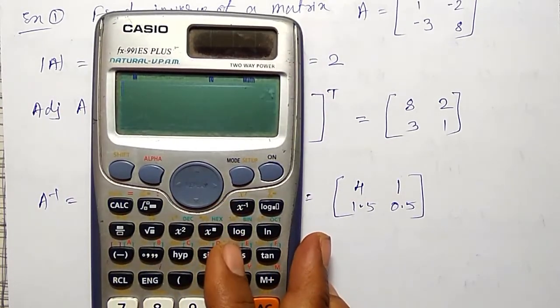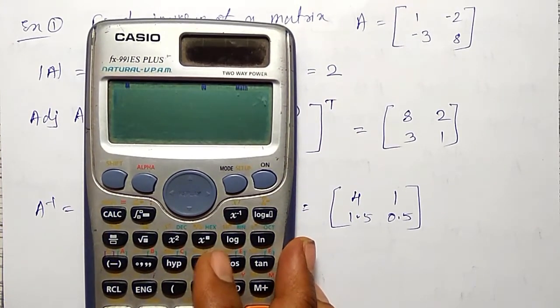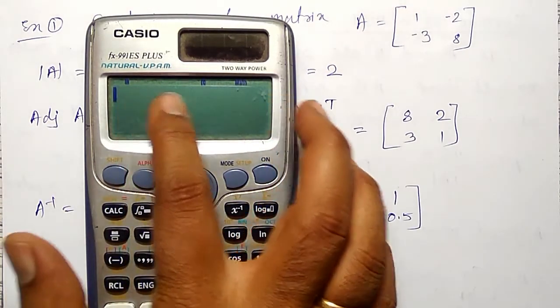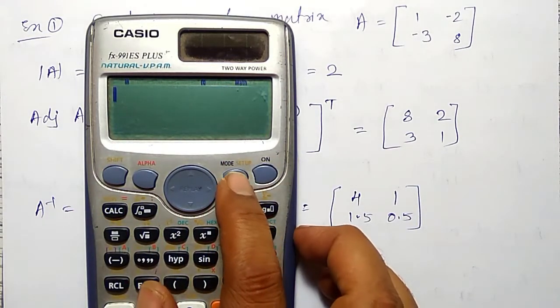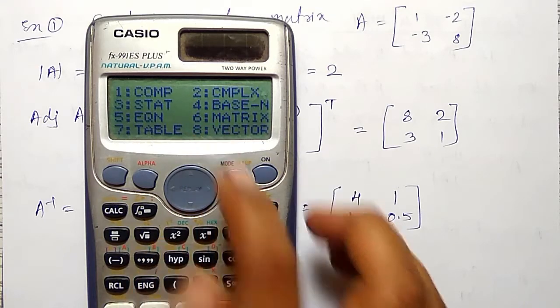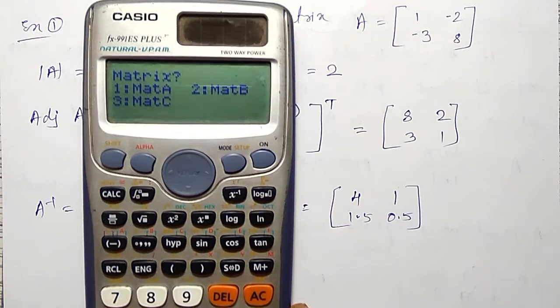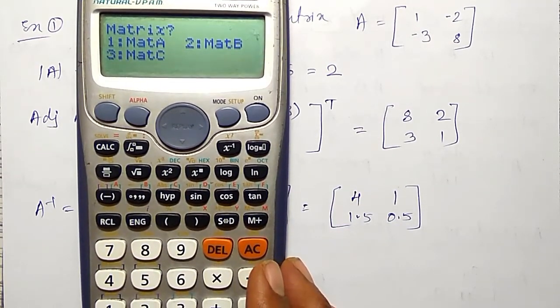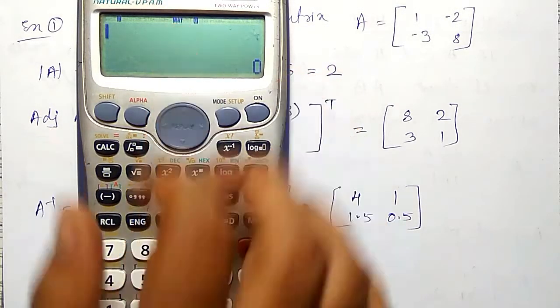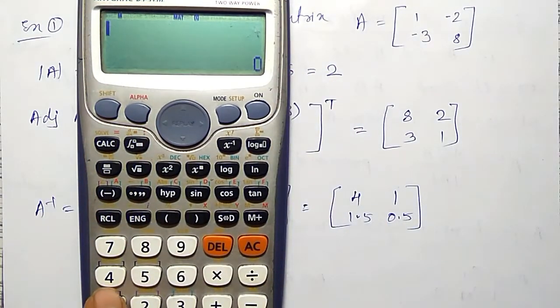Then how to calculate it from the calculator? To find it from the calculator, first of all, the mode of the calculator must be in matrix mode. You can see here no matrix is represented. Therefore, if you press the mode button, you will get matrix mode, option 6. Then if you press the AC button, you will get the matrix options, including the square matrix representation.